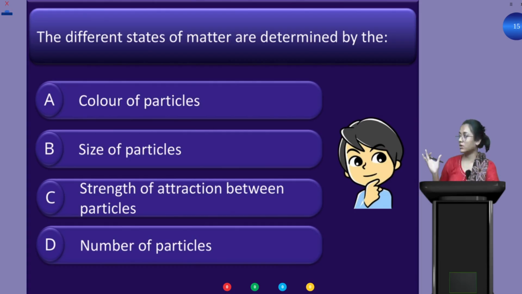Is it the color of the particles, or the size, or the strength of attraction between the particles, or will it be the number of particles? Which one will be the right answer? How do we determine different states of matter? And with that, your time is up.